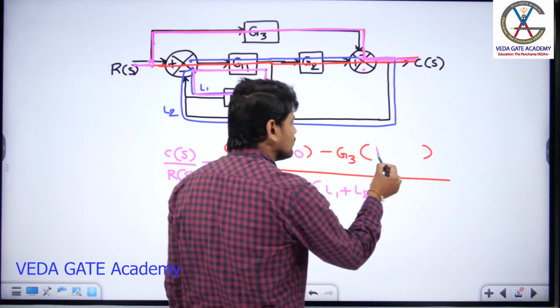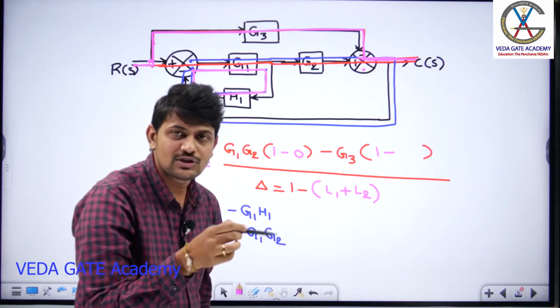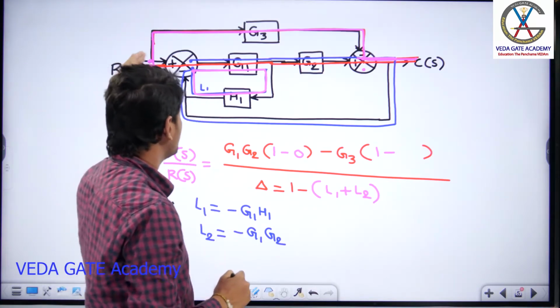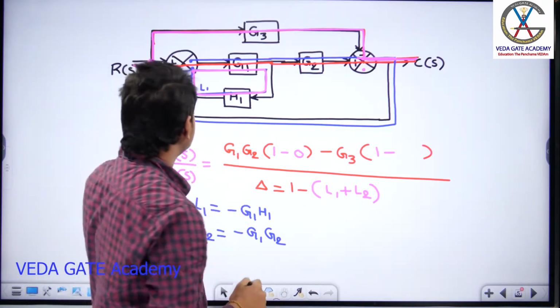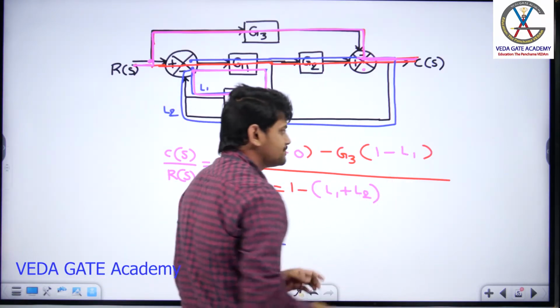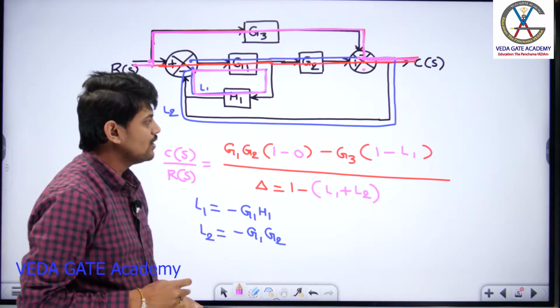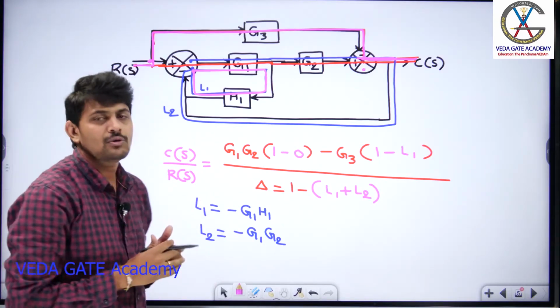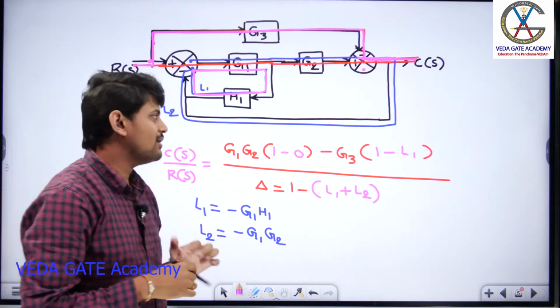Can you tell me what is the delta formula? 1 minus the sum of individual loop gains which are not touching the first forward path. Okay, or sorry, whatever forward path we have shown. So for this forward path, I can see loop L1 is not touching. So you are going to get 1 minus L1. I hope you understand now how to calculate delta 1, delta 2 and so on, right? So this is how we need to apply Mason's gain formula to a given block diagram.